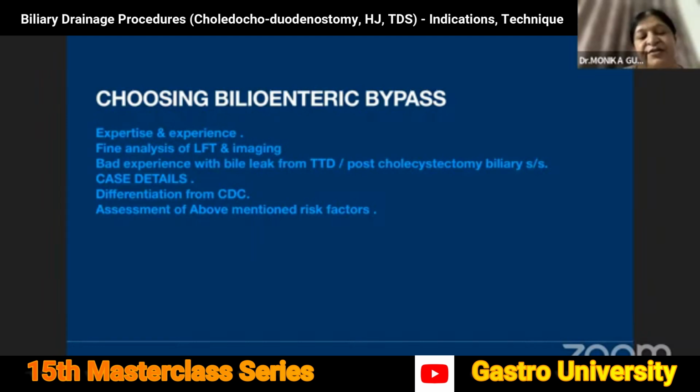Fine patient analysis of LFT and imaging should be done. It means that if a patient has chronically deranged LFT in cases of chronic pancreatitis, or imaging showing a dilated CBD, what is the size of the CBD, whether they are primary stones or not, what's the age of the patient, all these factors are important and one needs to finally analyze these points. So it's difficult to know for everyone. Bad experience with bile from T-tube drainage, or when there are residual stones, they can leak from T-tube drainage, and post cholecystectomy, biliary stump fistula, post Mirizzi.